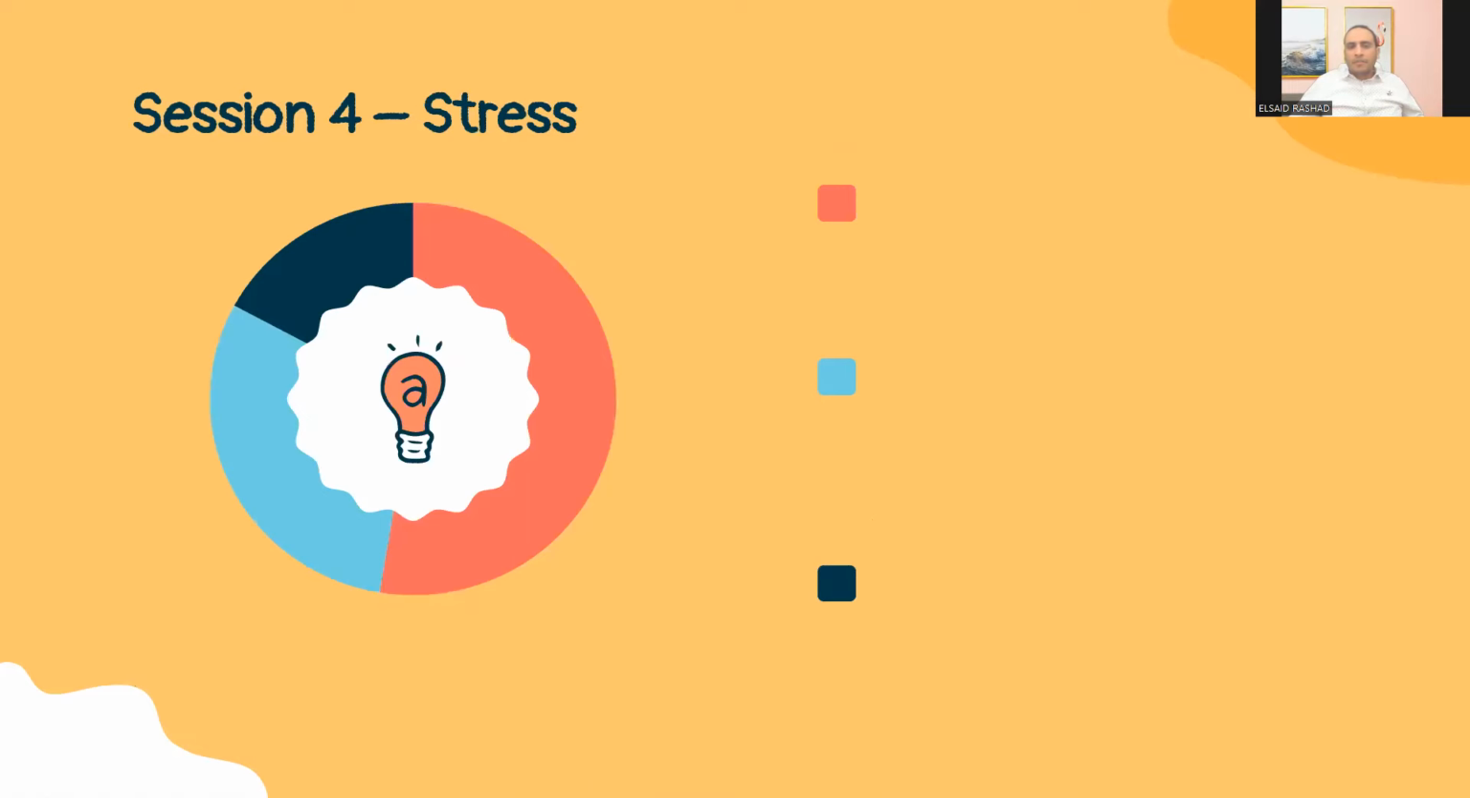Okay. Stress. Of course, we'll start with the definition of stress, and the types of stress. How many types of stress do we have? We have word stress, we have sentence stress. Yeah, very good. So we have word stress and we have sentence stress.